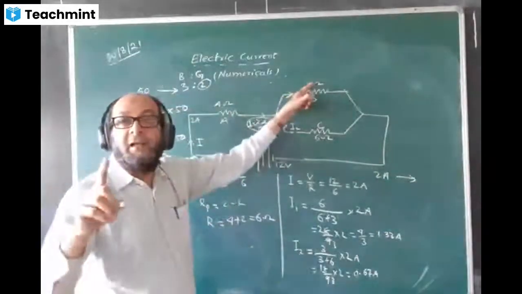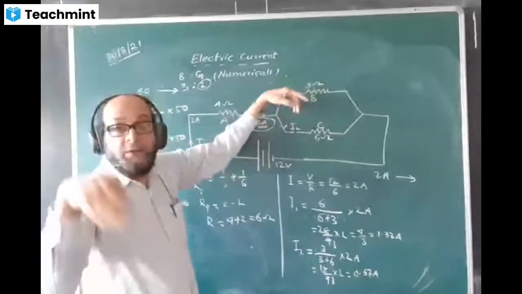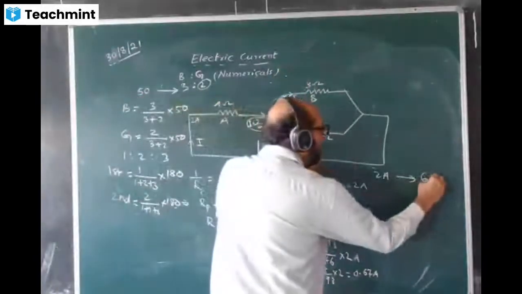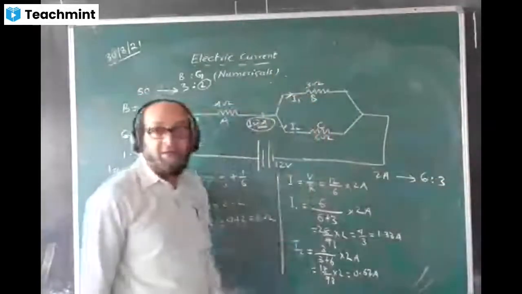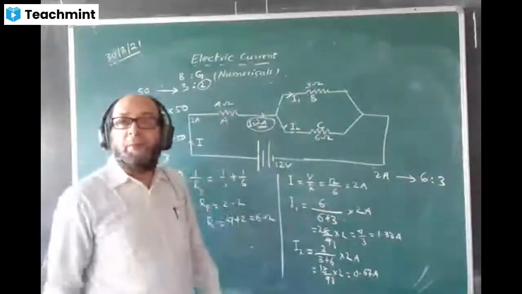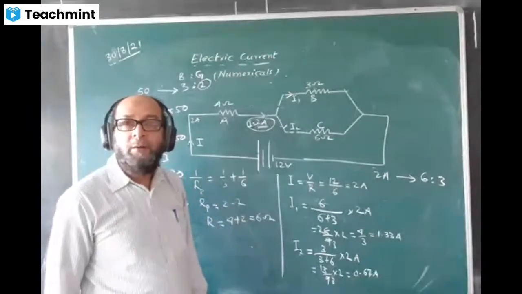But resistance and current are inversely proportional. That's why I take the ratio ulta, I mean, the opposite way. Instead of taking 3:6, I will take the ratio 6:3, the opposite way, because current and resistance are inversely proportional. Have you understood?